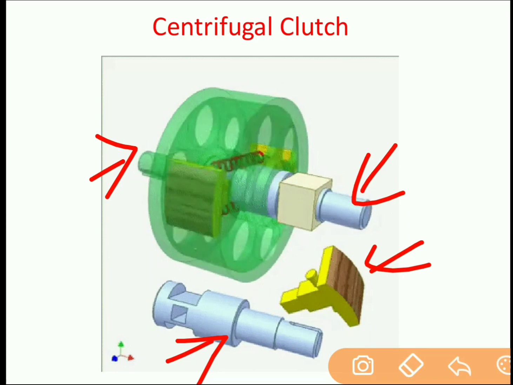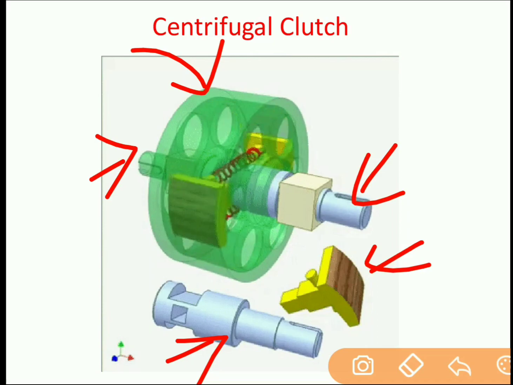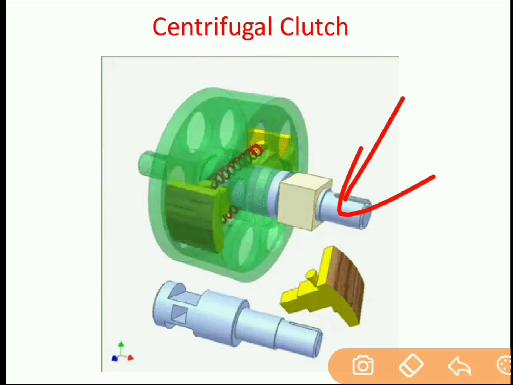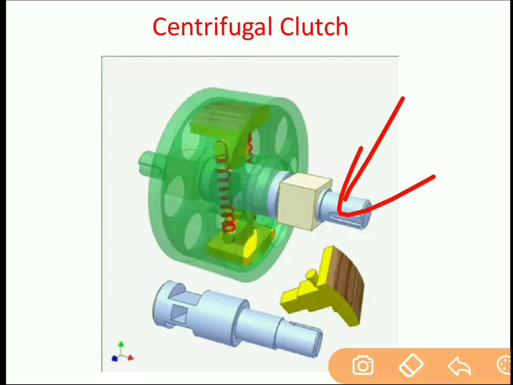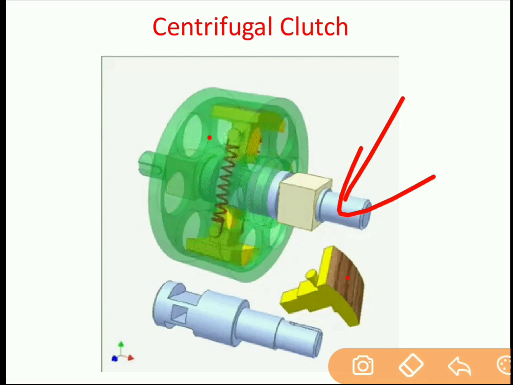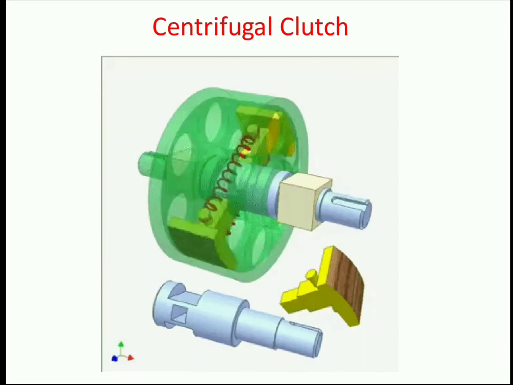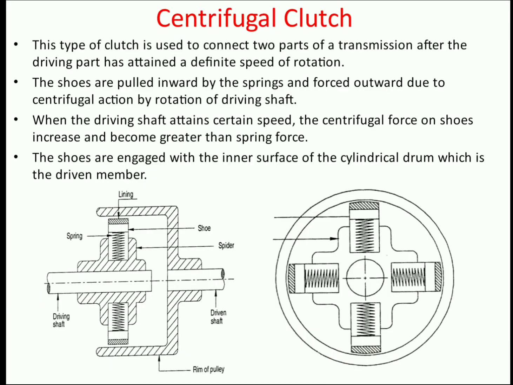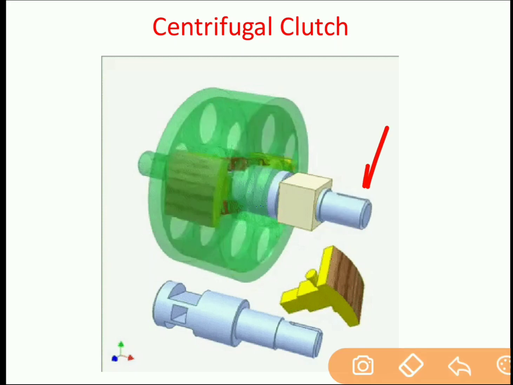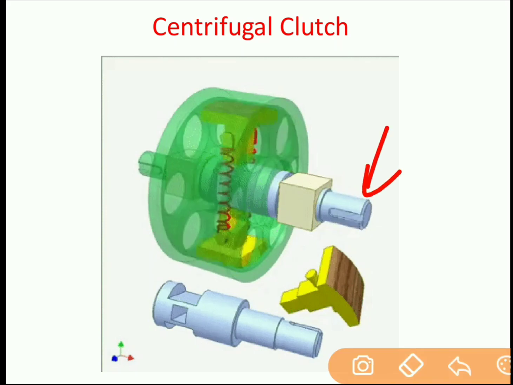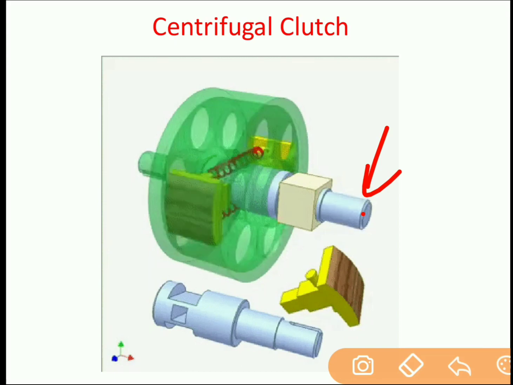when this disc stops, it means the centrifugal speed is very less. And when the speed of this shaft is high, then this disc is connected. The shoe and the disc will connect only when this shaft attains the particular speed. Until the driving shaft attains the specific speed, at slow speed they are not in contact, and at very high speed they come in contact.